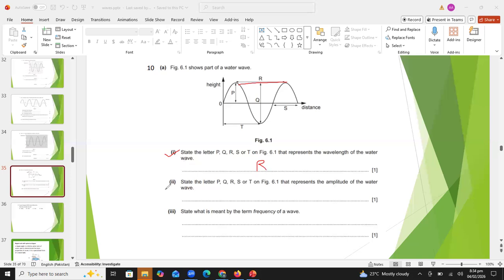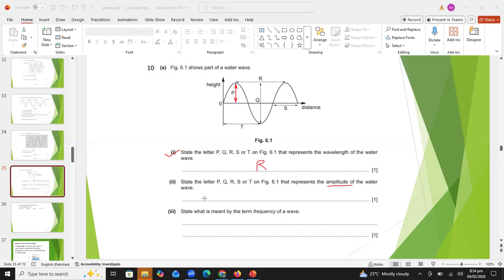Excellent. Now in the next part, they are saying state the letters that represent the amplitude of the wave. So it's a very easy question, beta. Amplitude means height of wave. So which letter is representing amplitude? Yes, students, well done. P is representing the amplitude of the wave because amplitude means the height of the wave. Height of the wave is called amplitude.